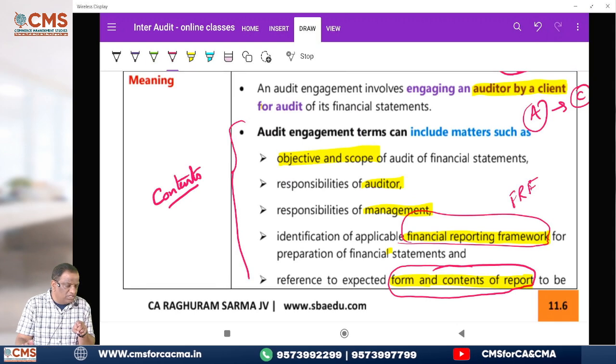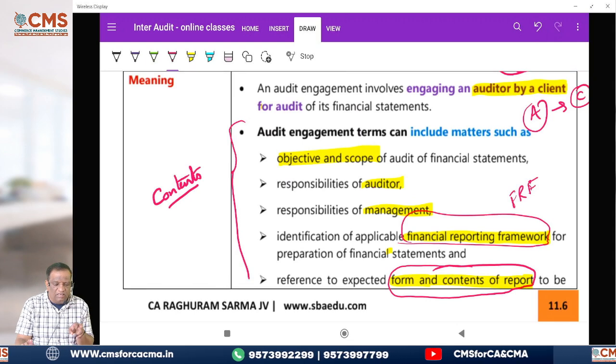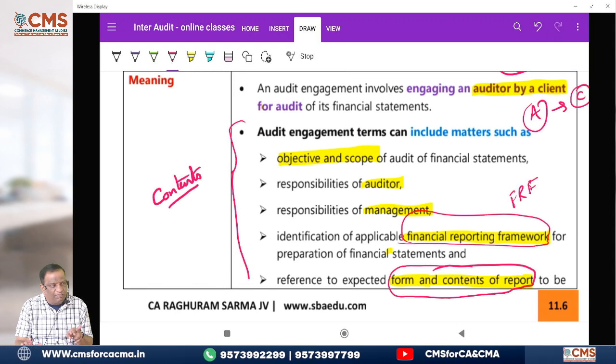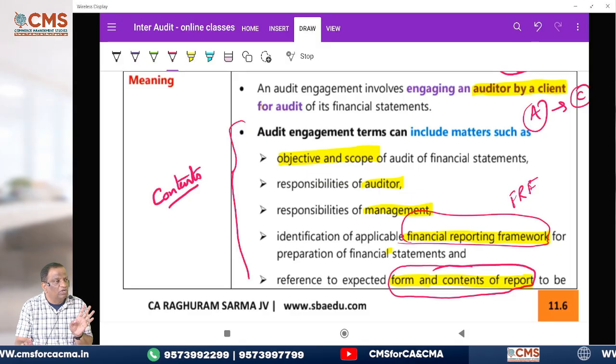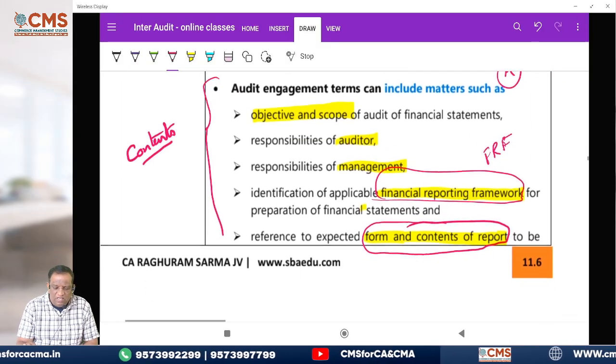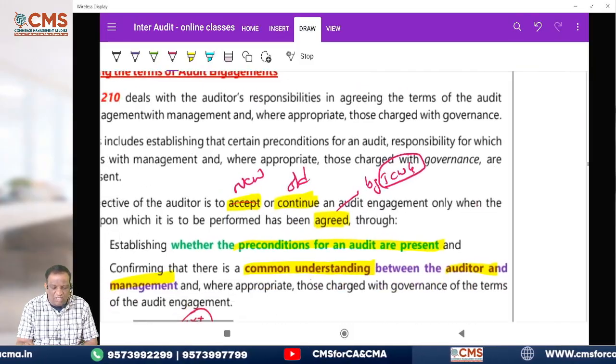First is objectives and scope. Then the second and third are responsibilities of the auditor and the management. Then the formats: format of financials, format of the audit report. That is what will be there in this engagement letter.